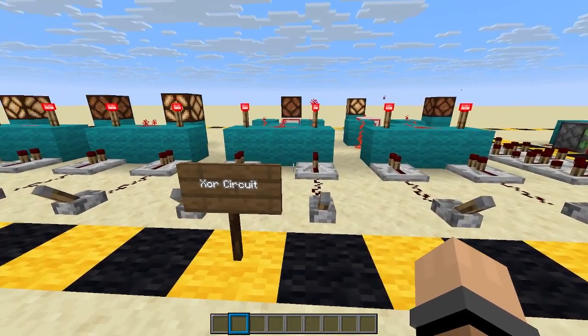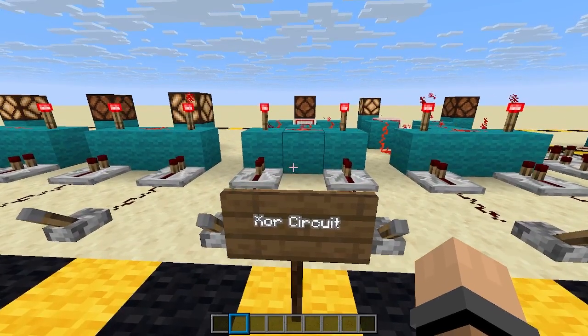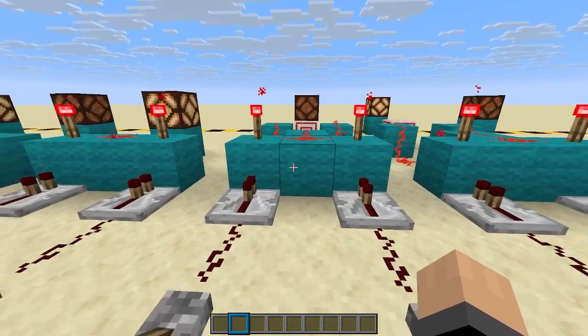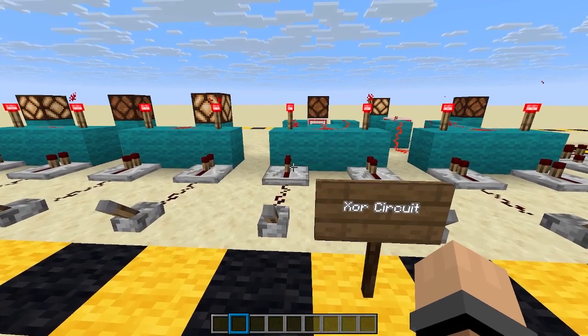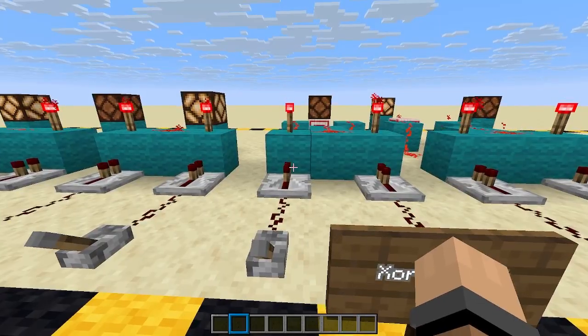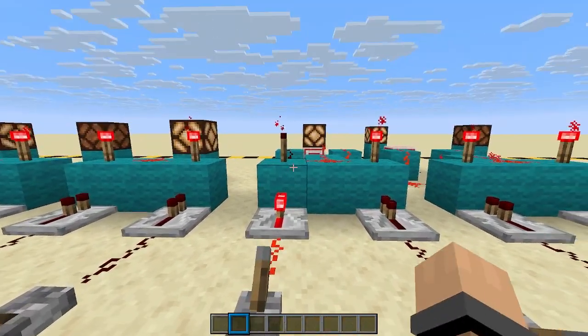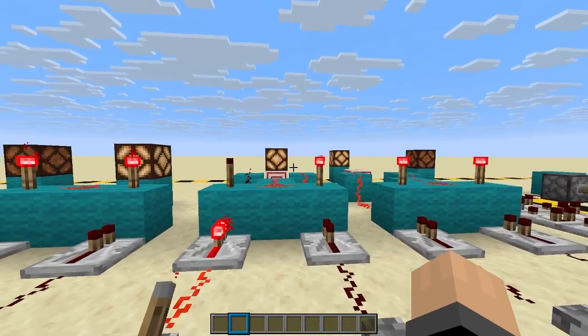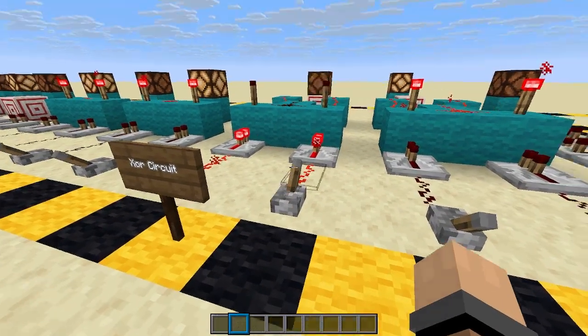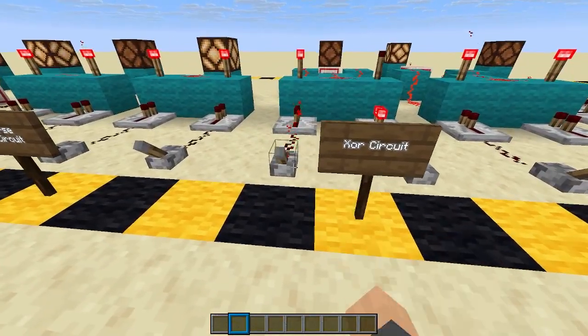Now these next two are going to be by far the most complicated, but even then, they are not that complicated. So this is known as a XOR gate, or XOR circuit. They're called both gates and circuits. I use circuits. But for the XOR circuit, it is a little different. You flick one, you get a redstone output. But if you flick both, you don't.